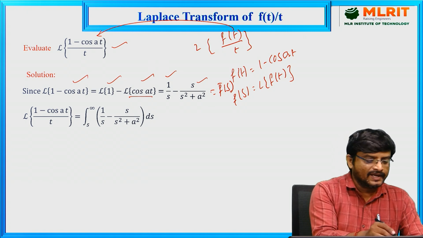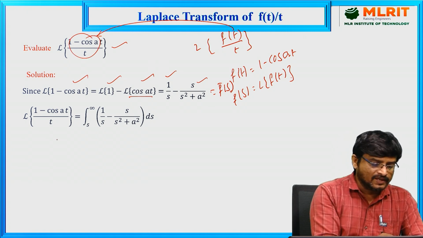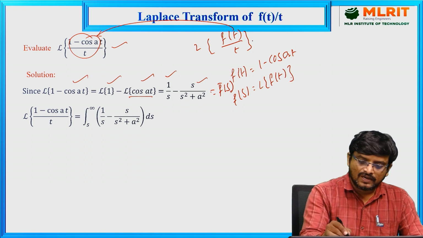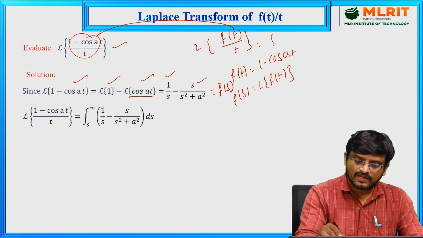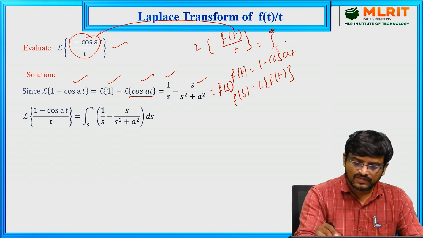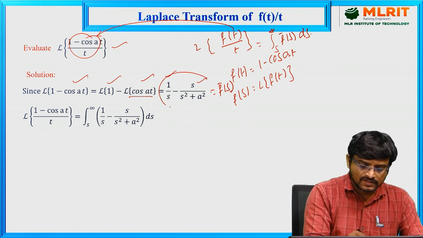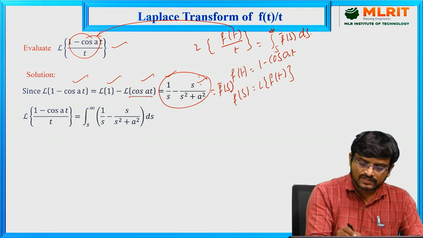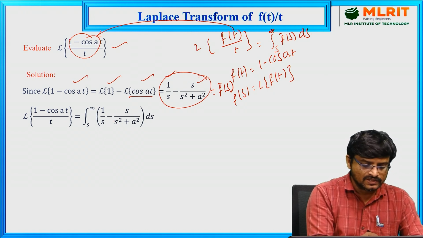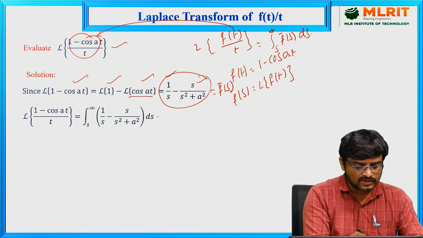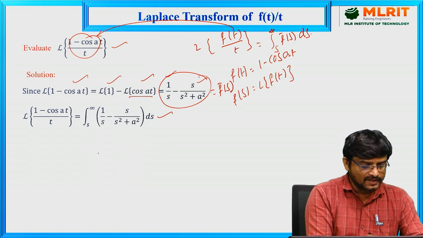Now take the entire function and apply the Laplace transform. This entire function is in the form of Laplace transform of f of t by t, which can be written as integral s to infinity f bar of s into ds. So replace f bar of s with 1 by s minus s by s square plus a square, ds. Now apply the integration.